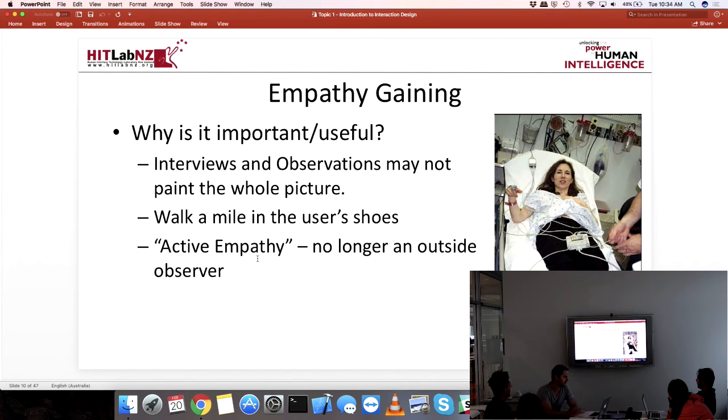And yeah, the whole idea is we want active empathy. We don't want to be an outside observer. We're not sitting in our ivory towers looking at these people who we're solving problems for. We're actually working in amongst them. We are suffering as they're suffering, so that when we build our prototype to ease our own suffering, it will hopefully ease their suffering as well.